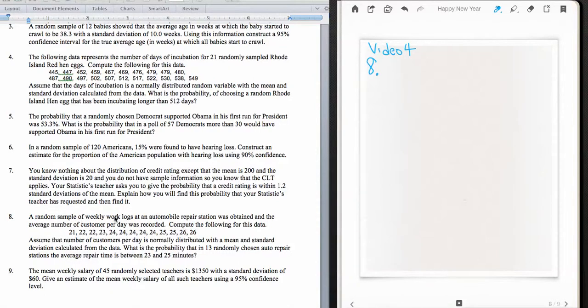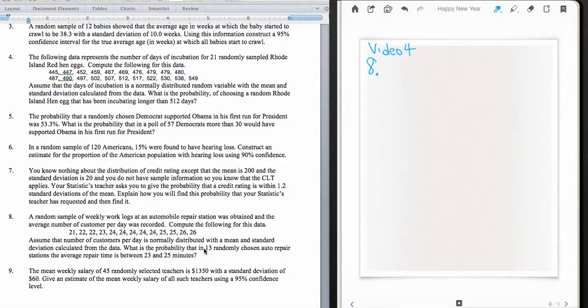A random sample of weekly work logs at an automobile repair station was obtained, and the average number of customers per day was recorded. Compute the following for this data. So here's our data. We'll have to plug that into our TI calculator to get some information on the sample statistics. We want to assume the number of customers per day is normally distributed with a mean and standard deviation calculated by the data. So the original random variable, number of customers, is approximately normal. Small sample, therefore, going to conform to the central limit theorem.